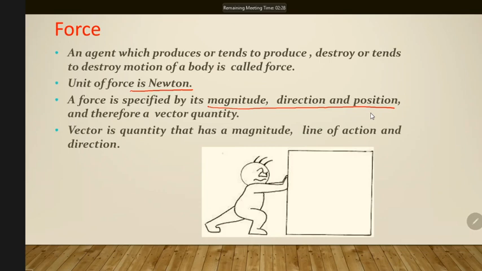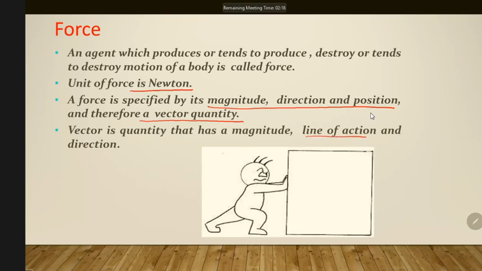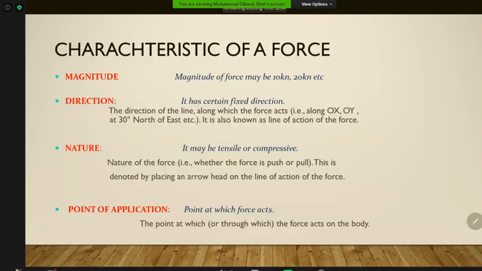Then we can say it is simply a vector quantity, because a vector quantity should have magnitude as well as direction, and it should have simply line of action and direction. This is the primary fundamental of a vector quantity. Simple, it should have magnitude as well as direction.